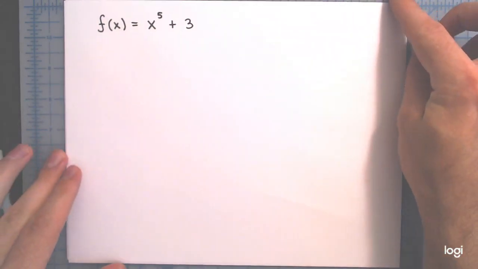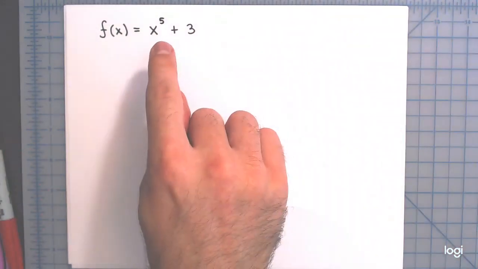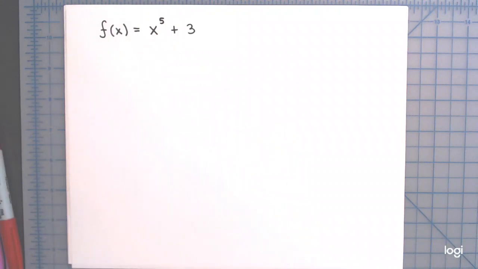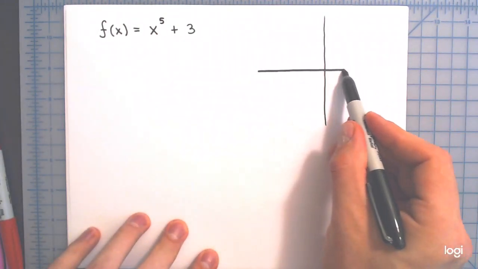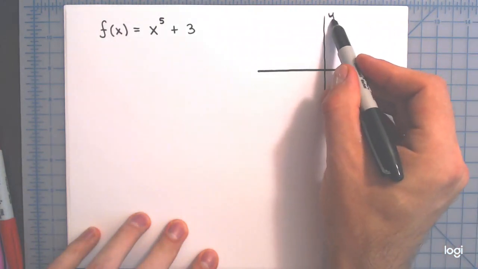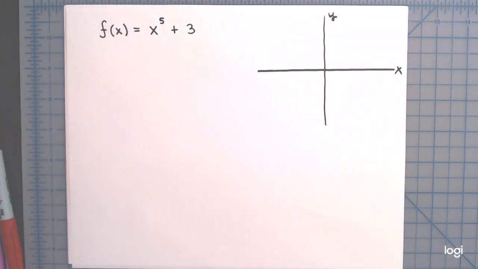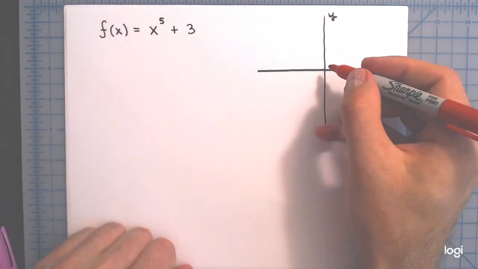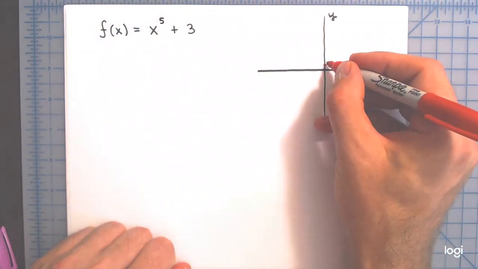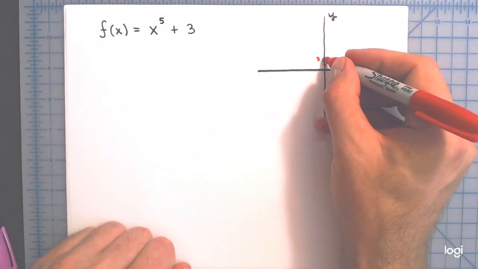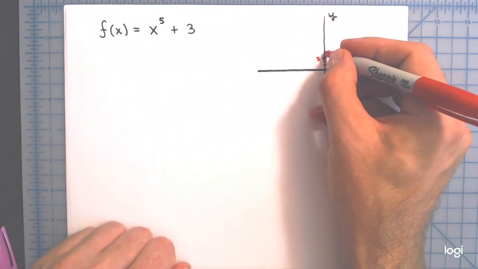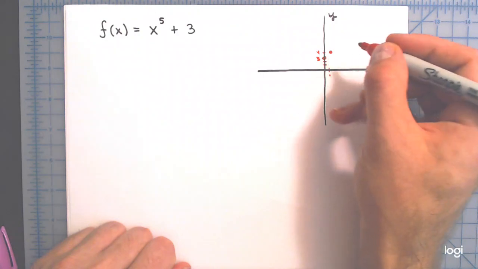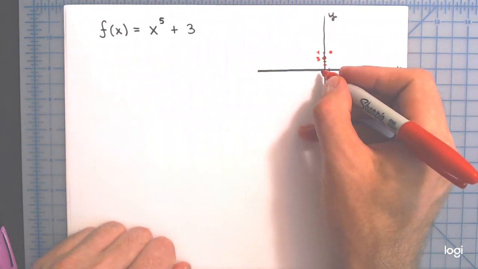Here's a function, f of x equals x to the 5th power, then plus 3. Now if I were to make a very, very rough sketch of this off to the side, I know it's not graph paper, I apologize. I'll do this here. So this would have 0, 3 on it, right? It would have 1, 4, -1, 2.